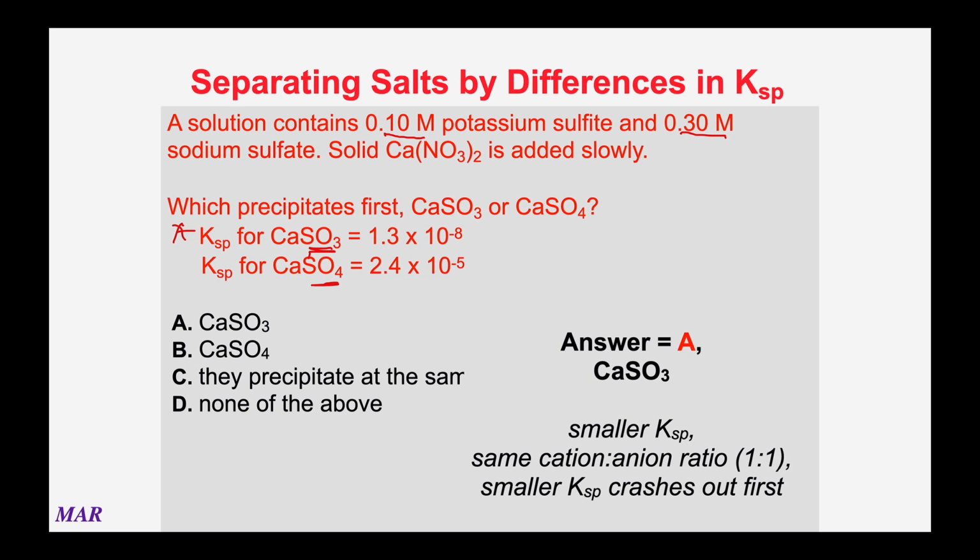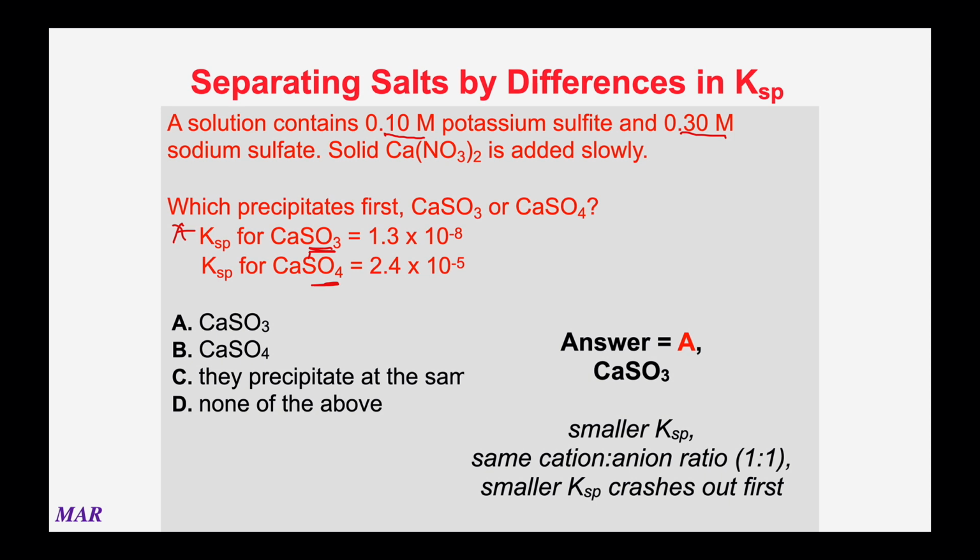I didn't even do the math on this one because, again, sulfite and sulfate are both within the same order of magnitude. And the difference in KSP was quite a bit, about 3 orders of magnitude. So sulfite and sulfate really aren't going to make a difference. Calcium sulfite is going to precipitate out first. And if you don't believe me, absolutely go through the math.